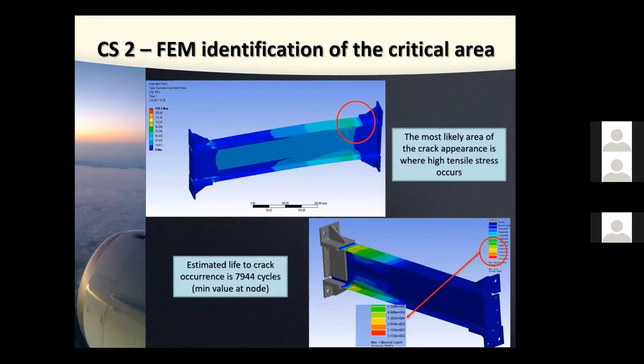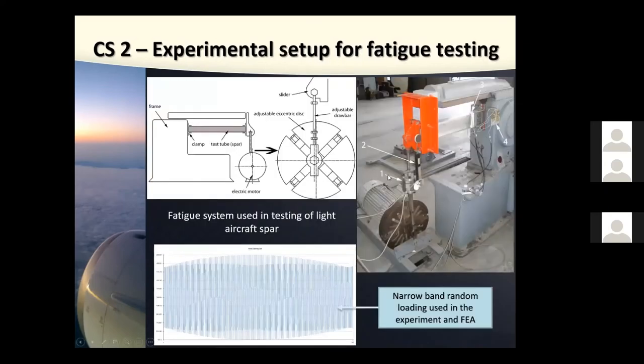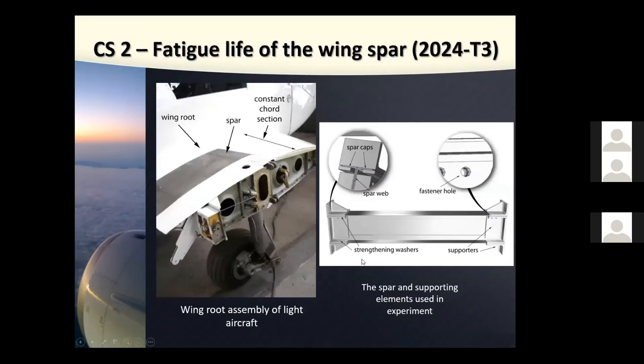Before I show you experimental images, first we did identification of the critical area. I mean, we tried to identify where the crack will appear. Of course, the most likely area where the crack will appear is the area where the highest tensile stress occurs. Here we use these supporters, which you can see here, and also in this image. We use them to firmly connect this to our experimental setup, and to apply load in one plane, so to have bending in one plane only, to avoid torsion or similar.